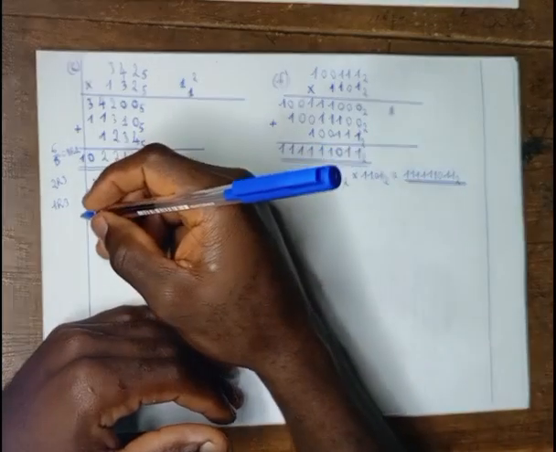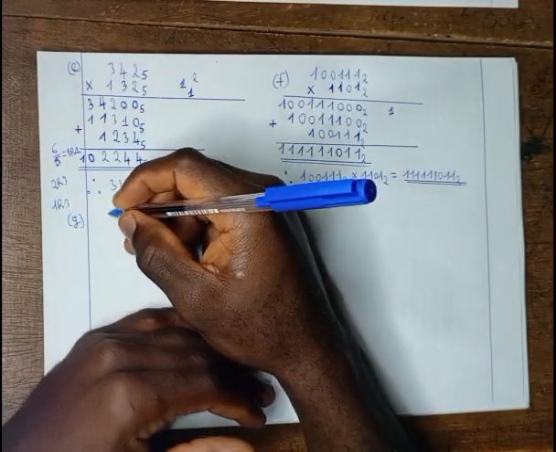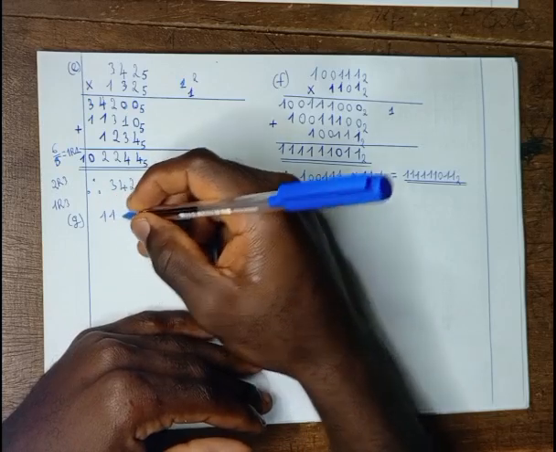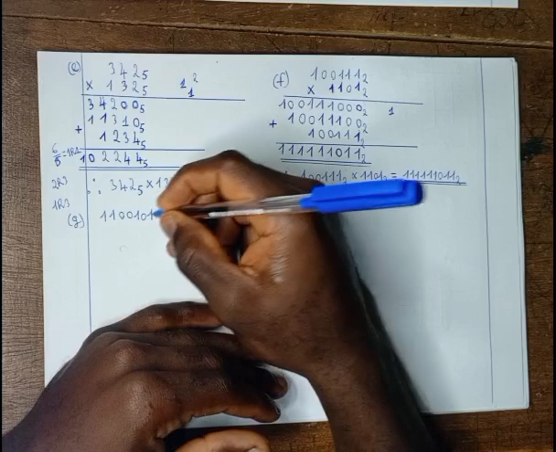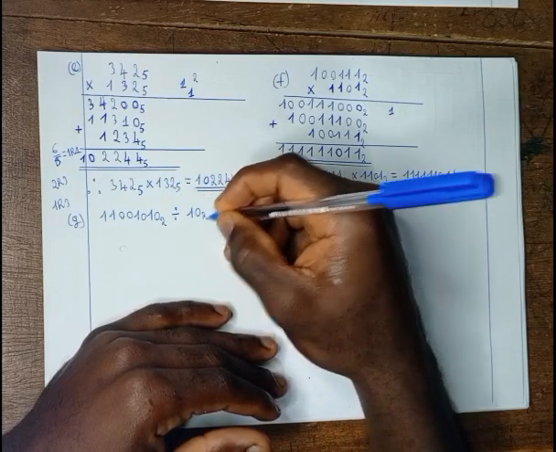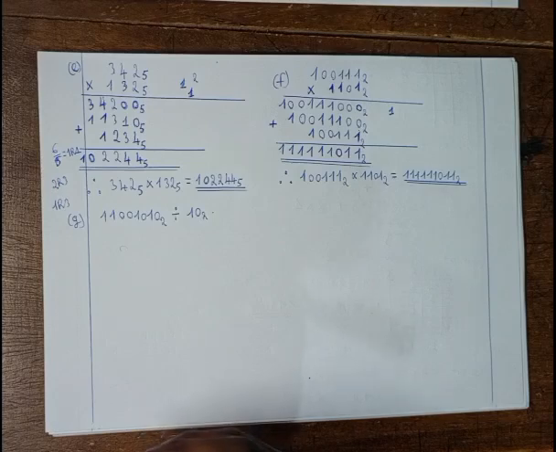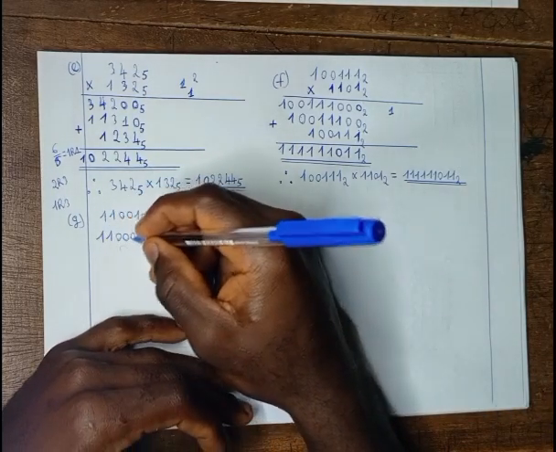Next, now we go to question G. For G, we have to divide these two binary numbers. First thing, we need to start by converting these two binary numbers to base 10. We take the first one.